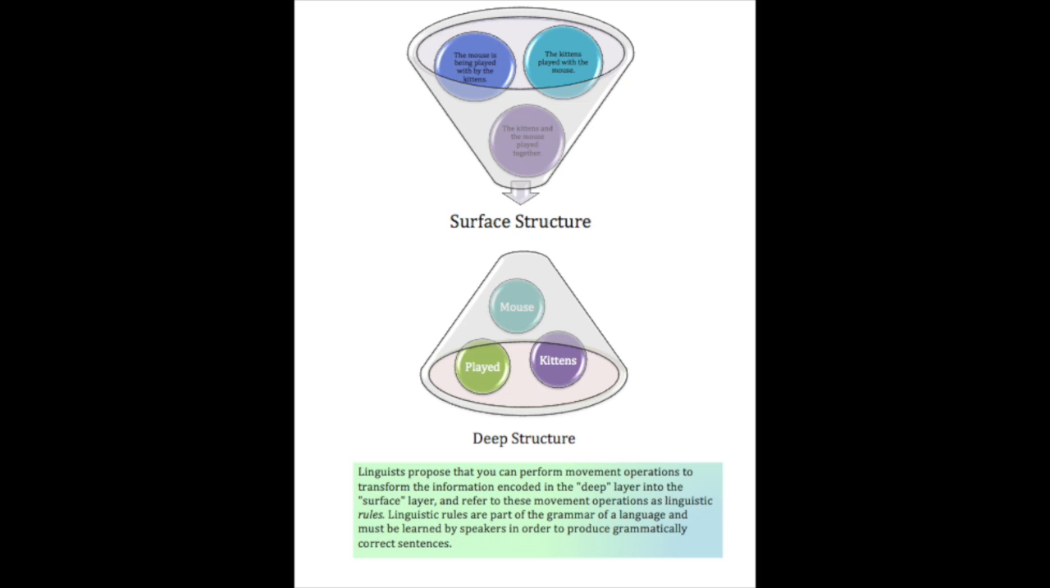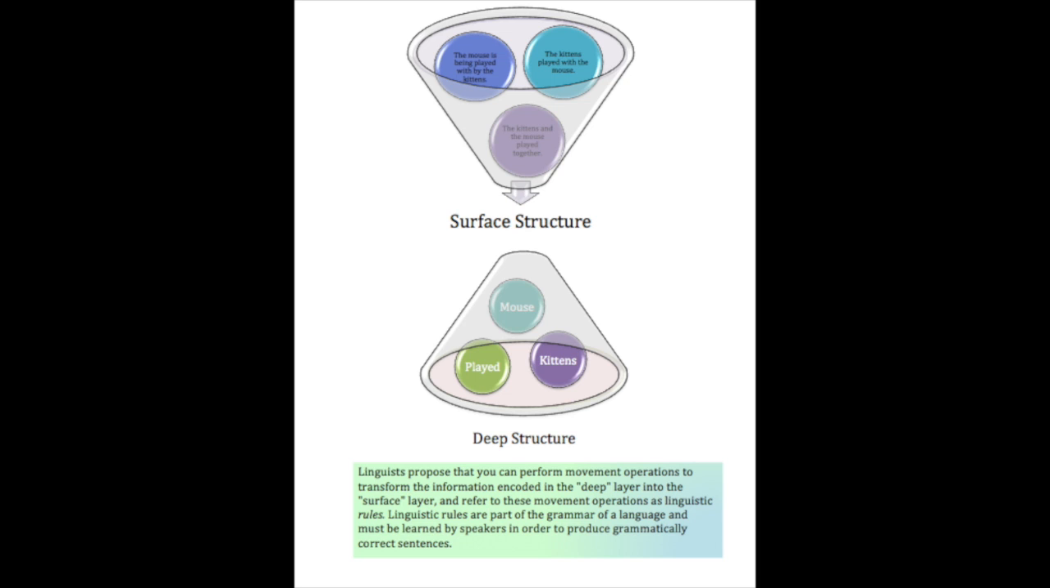The terms surface layer and deep layer refer to different levels that information goes through in the language production system. For example, imagine that you see a cat playing with a mouse. When you encode this information, you create a representation that includes three pieces of information: a cat, a mouse, and the action played. This information exists in the mind of the speaker as a deep structure. If you want to express this information linguistically, you can, for example, produce a sentence like, "the kittens played with the mouse." This is the surface layer.